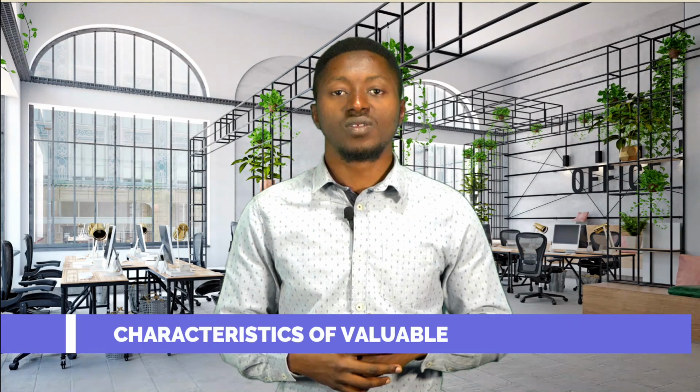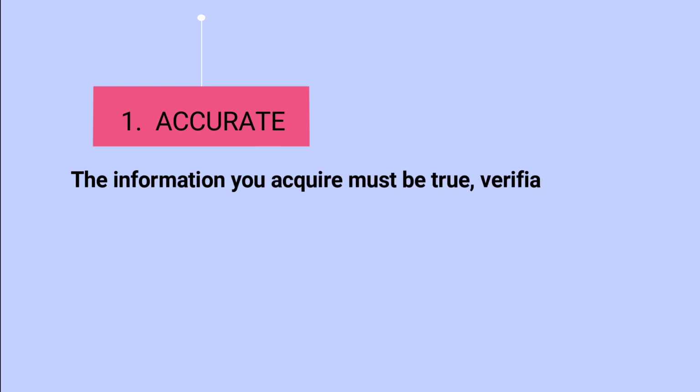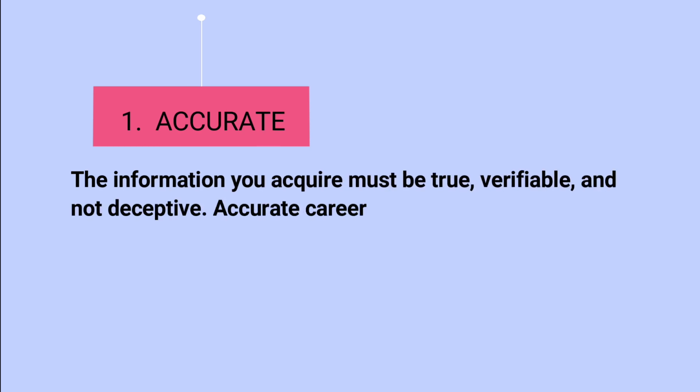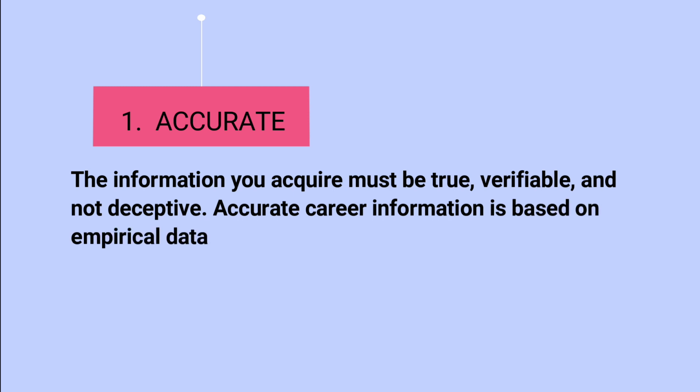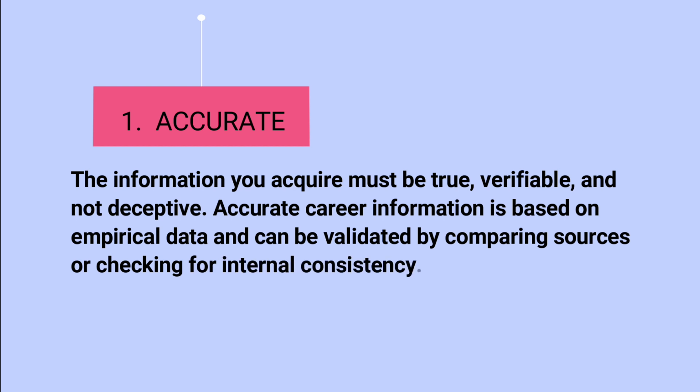Next, we are going to talk about characteristics of valuable information. You need to recognize that the value of information depends on its usefulness in the decision-making process. This value can be judged based on a set of features that can be identified in the information. They are as follows. 1. Accurate. The information you acquire must be true, verifiable, and not deceptive. Accurate career information is based on empirical data and can be validated by comparing sources and checking for internal consistency.